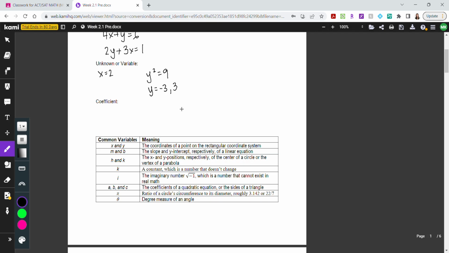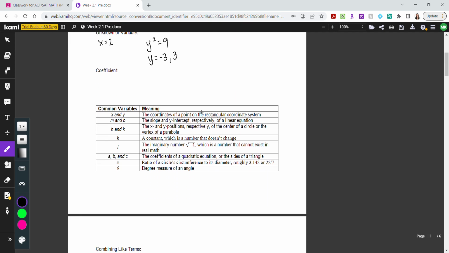Essentially an unknown can be any letter, and we'll go through that in the table down below. It could be A, B, C. Normally we leave i as an imaginary number, so if you want to use any letter besides i, that's fine. Like I said, an unknown variable can be any letter.